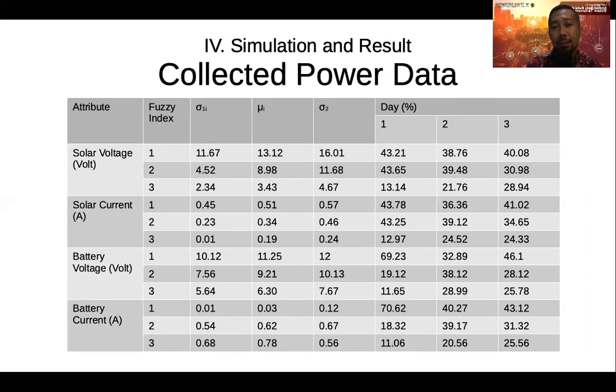Okay. So this is the collected power data. So it's basically 4 variables, voltage and current, both for the solar panel and battery. So we can see for the solar voltage, the maximum capacity is 70 volt, but in the environment condition, the maximum voltage generated is 60.01.